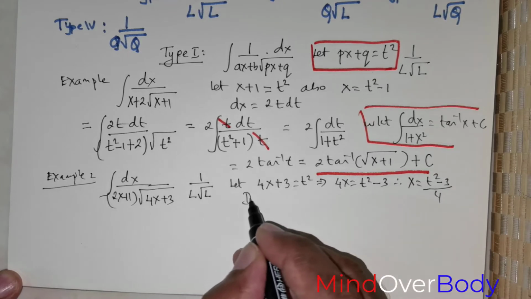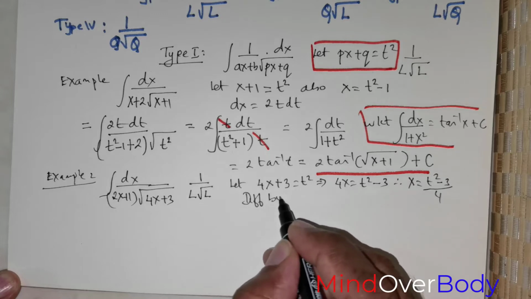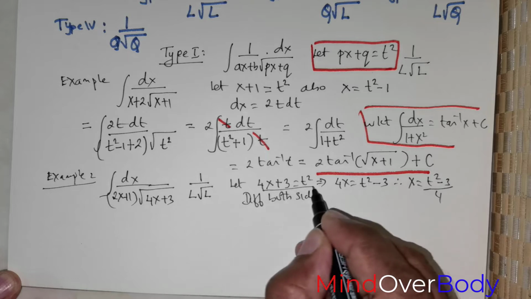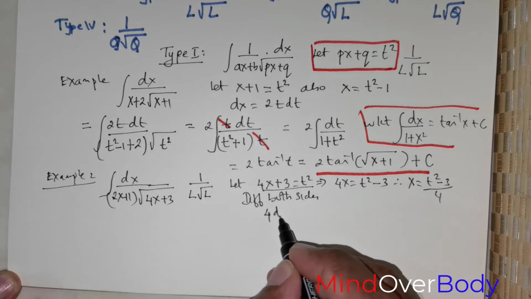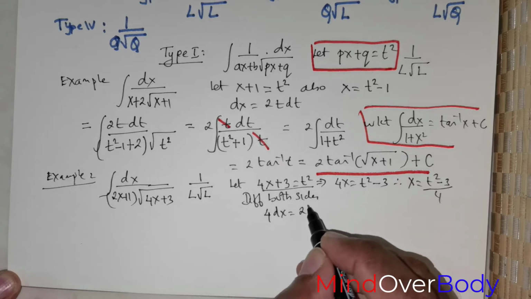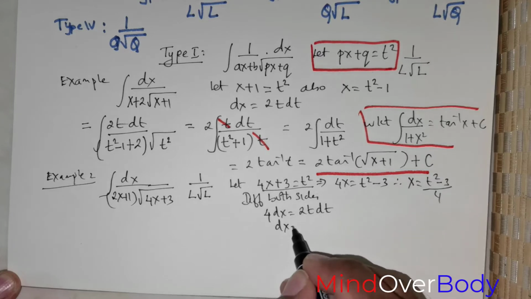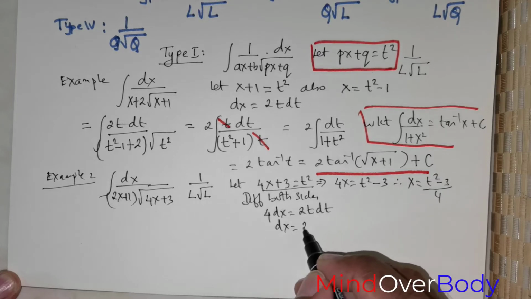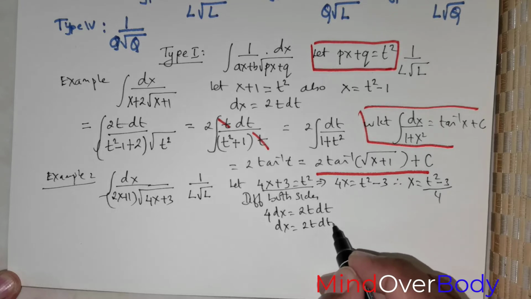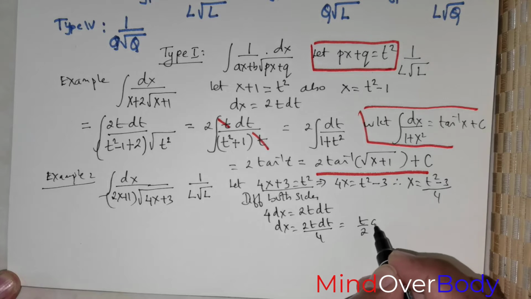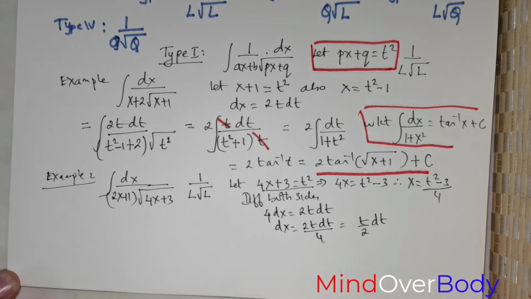Now if I were to differentiate both sides, this would give me 4 times dx is equal to 2 times t times dt, which means dx is equal to, I can push the 4 down, so it's going to be 2 times t dt divided by 4, which is equal to t over 2 times dt. So this is my dx.